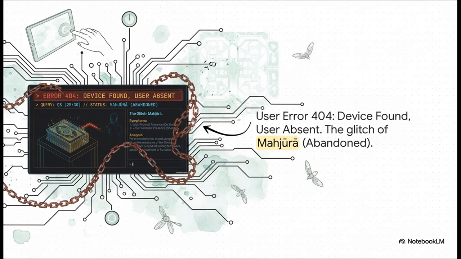But then, you get user errors. The first one is a classic. Error 404, device found, user absent. This is the glitch of majra, which means abandonment. The device is right there, physically present, sitting on the shelf, but its core function is never actually engaged. It's like the user is ghosting the creator's messages.